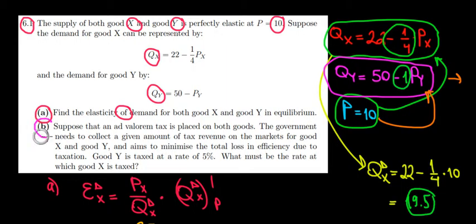Let's have a look at part B now. So suppose that there's an ad valorem tax, so a percentage tax placed on both goods. Now we want to minimize the loss in efficiency due to these taxes, and assuming that good Y is taxed at the rate of 5%, what must be the rate at which good X is taxed?